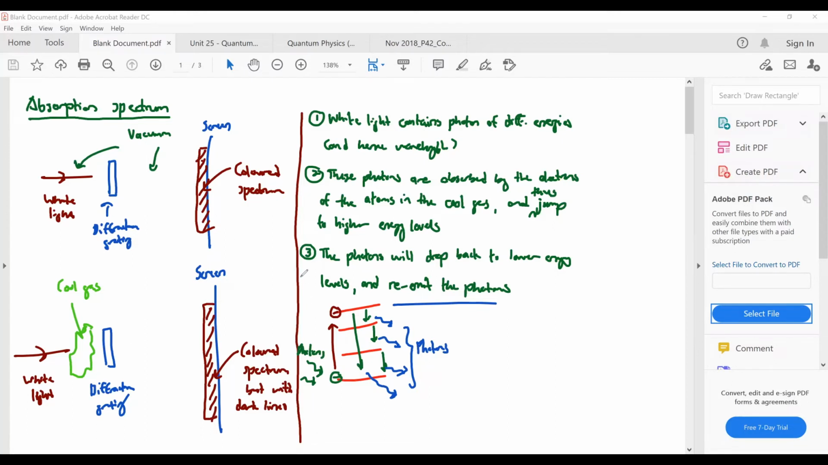So now, here's the thing. This is the thing that is important. The photons emitted are not emitted in the same original direction, but in all directions.